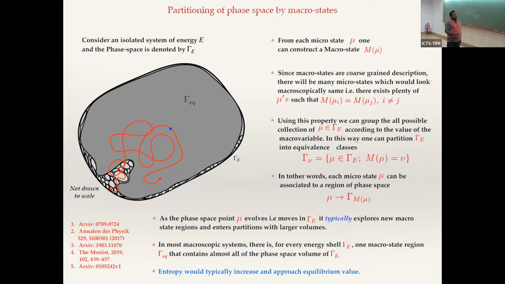The dynamics is Hamiltonian or Newtonian. So you start from, let's say, a microstate, which is a point in the phase space. As it moves, it moves within this full phase space.